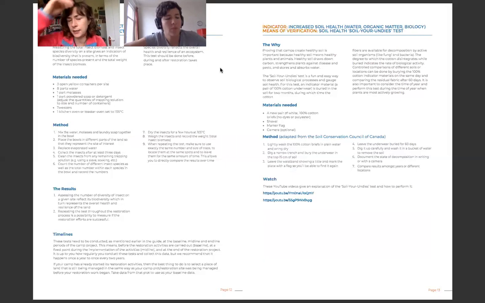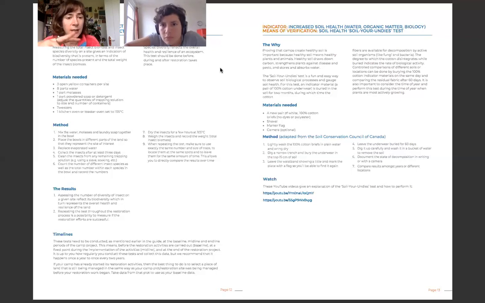The next test is called the Soil Your Undies test. And it's essentially just finding some cotton underwear without any dye or any polyester. So it has to be 100% cotton. Again, this might be something that you'll need to get before you go and take with you. And all you're doing is you're burying it in the ground, and marking where you've put it, and then you're going to leave it for 60 days.